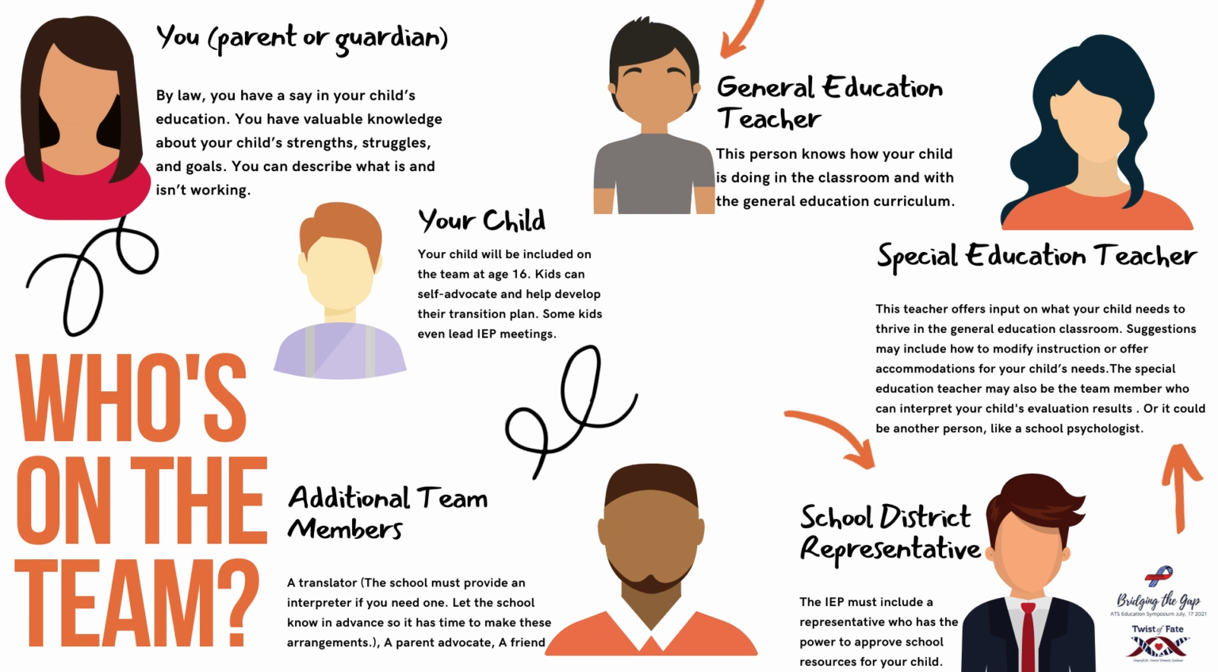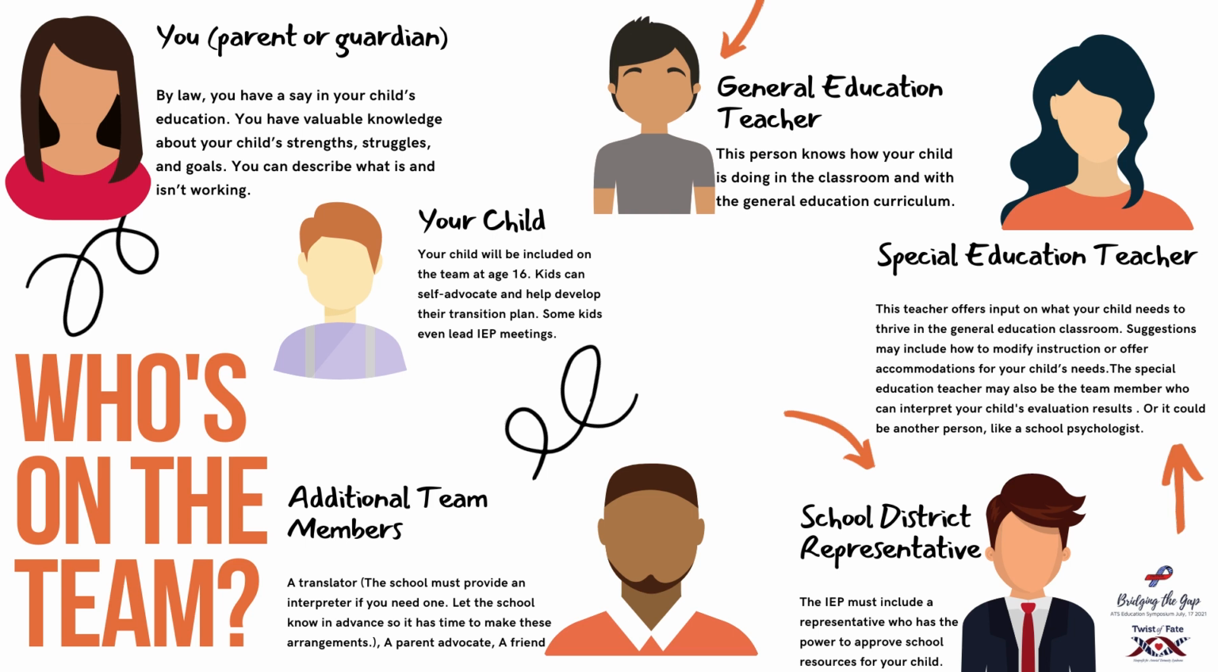We have the general education teacher. This person knows how your child is doing in the classroom and in the general education curriculum. And then, of course, we have a special education teacher who offers input on what your child needs to thrive in the general education classroom. We're always going to have a school district representative. That may be a different person. It's always going to be a decision maker, someone who can say yes to services that you are requesting. So perhaps it would be a principal, a vice principal, or someone else in the district.